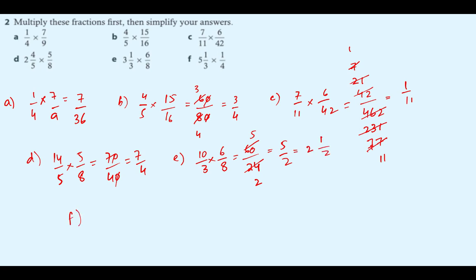This is also fine, and this one is also fine. Part F, 5 whole 1 over 3. 3 5s are 15. 15 plus 1 is 16. 16 over 3 multiplied by 1 over 4. 16 times 1 is 16.